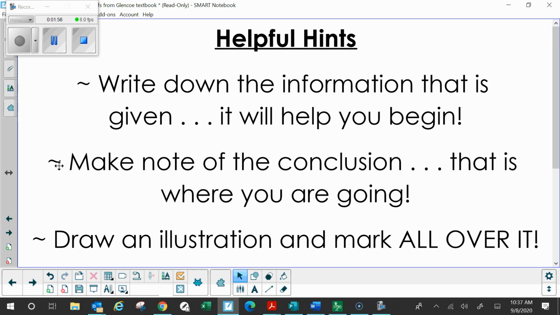So here are some helpful hints as you're going through these. The first thing I do is write down the information that's given and write down what I'm trying to prove. That's going to help you get started. Make note of the conclusion. That's where you're going. Draw an illustration and mark all over it. Whatever the given information is, make a picture if they don't give you one. If it says two congruent segments, make sure that you indicate those segments are congruent somehow.